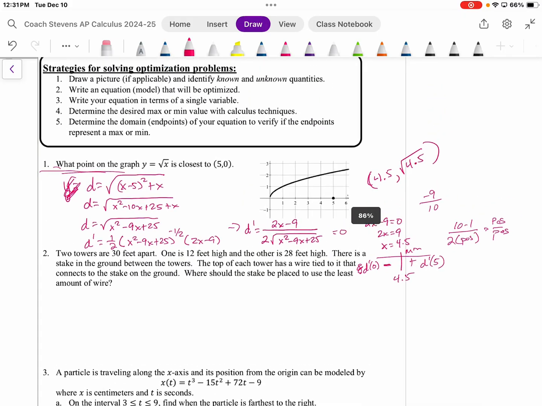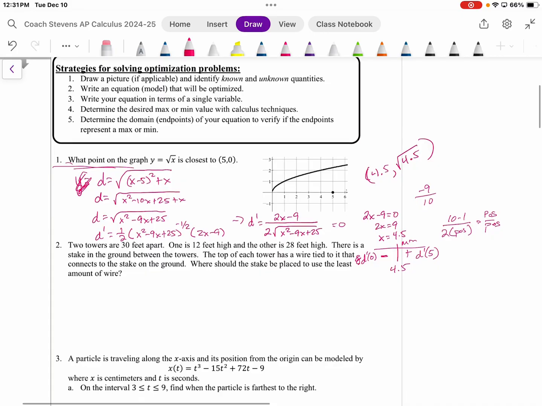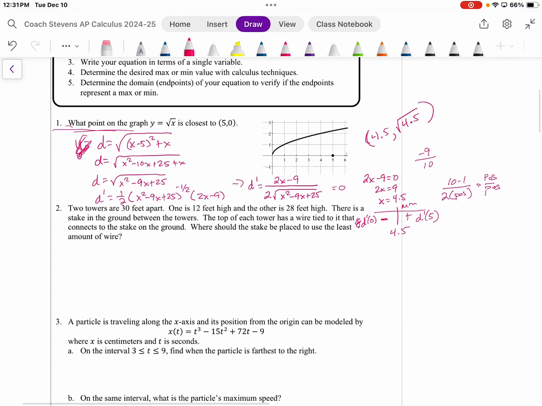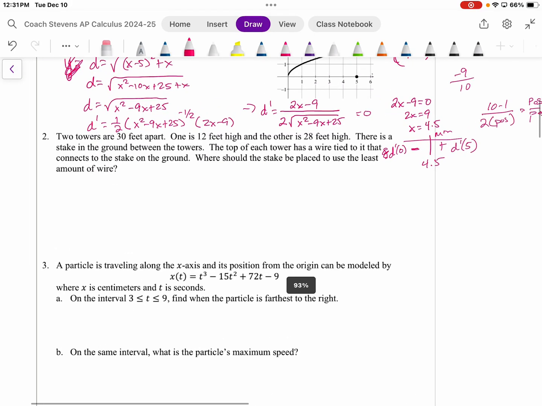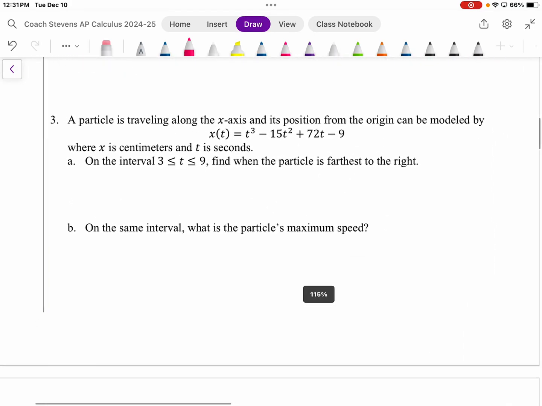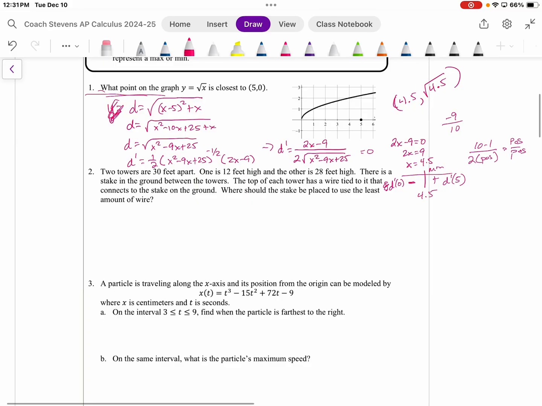And as that's coming up, if you want to get a head start on number 3, that'd be our last problem we got to do in the practice. That's the last one of the practice stuff. Okay. And again, there's my 4.5 comma square root of 4.5.